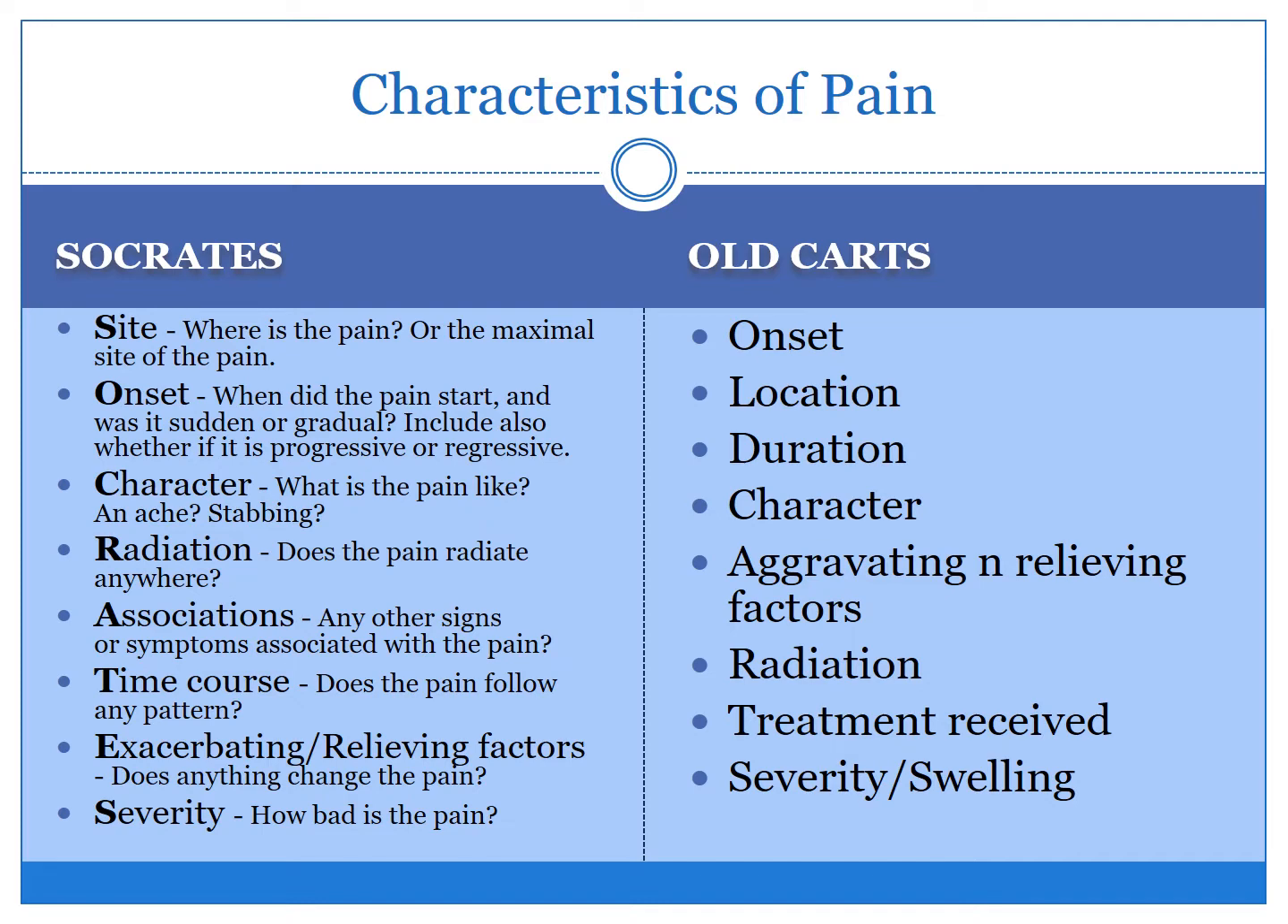SOCRATES stands for site, where is the pain or maximal site of the pain. Onset, when did the pain start? Was it sudden or gradual? Include if it was progressive or regressive. Character of pain, what is the pain like? Is it an ache? Is it stabbing, lancinating, or other examples of how the character was?